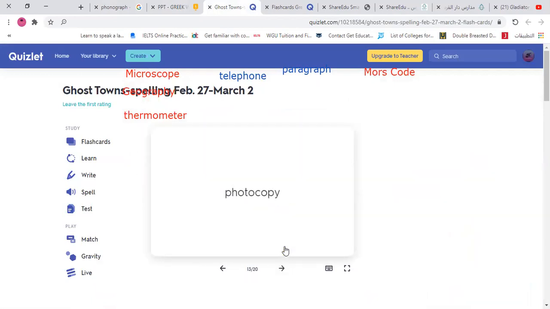Then we have photocopy. Photocopy, it means what? A photographic copy of a written or printed graphic word. Yani, something is written and I want to make a photo of it as a copy.